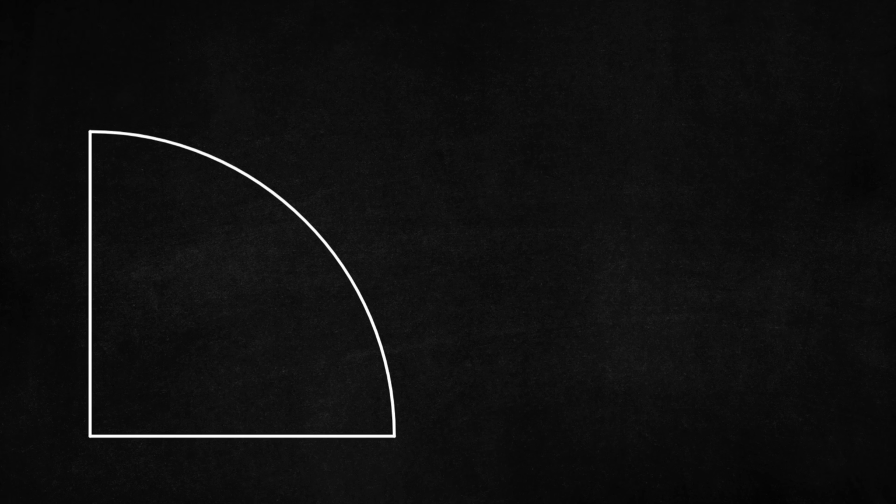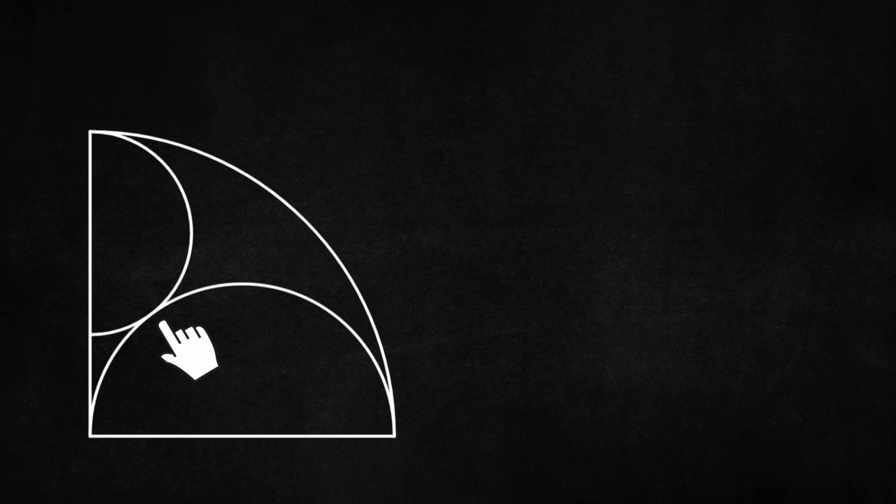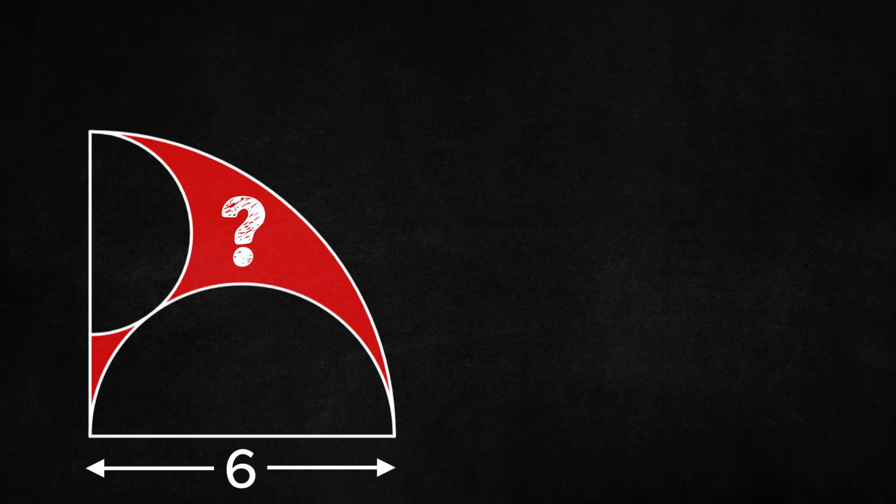In this video, I'm going to show you this amazing problem that stumped a lot of people. This is a quarter circle. This quarter circle contains two semicircles of different sizes, and these semicircles are externally tangent to each other. The radius of the quarter circle is given as 6 units. Are you smart enough to calculate the shaded region?